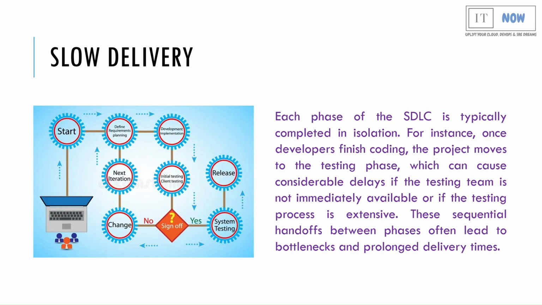One of the major issues is slow delivery. Each phase of the SDLC is typically completed in isolation. For instance, once a developer finishes coding, the project moves to the testing phase, which can cause considerable delays if the testing team is not immediately available or if the testing process is extensive. This sequential hand-off between phases can often lead to bottlenecks or prolonged delivery times.